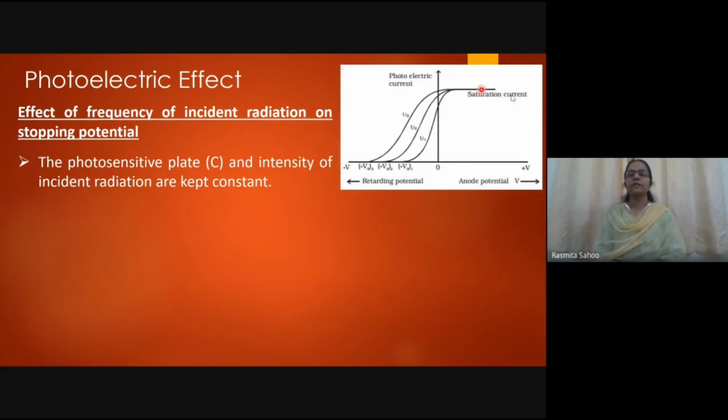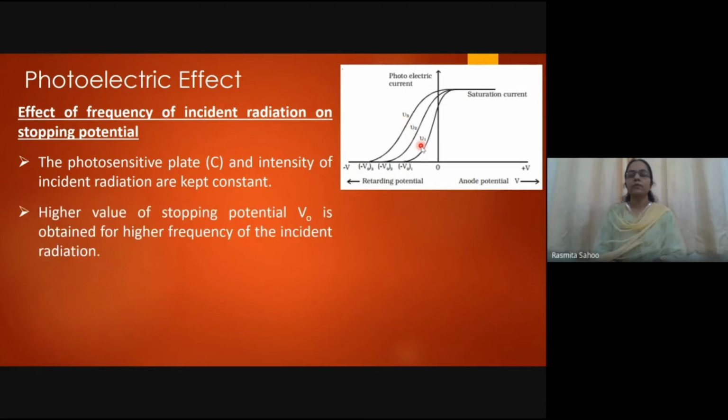Now changing the frequency, what they have seen is that as the intensity is constant, the saturation current is not going to change as per the previous observation. So here the intensity is constant, so saturation current is constant irrespective of the values of frequency. But looking at the stopping potential value, we can see the different frequencies are nu3, nu2 and nu1, where nu3 is greater than nu2, greater than nu1.